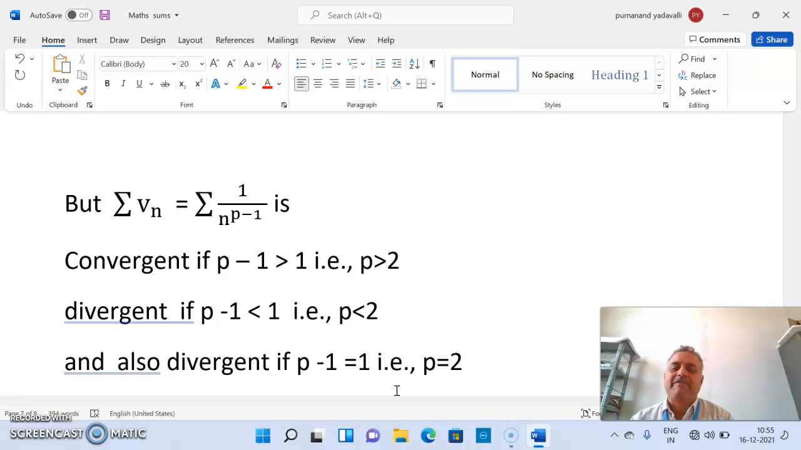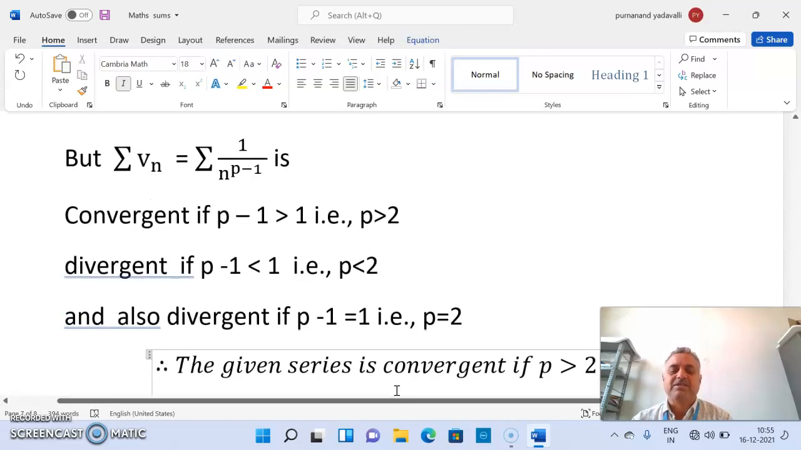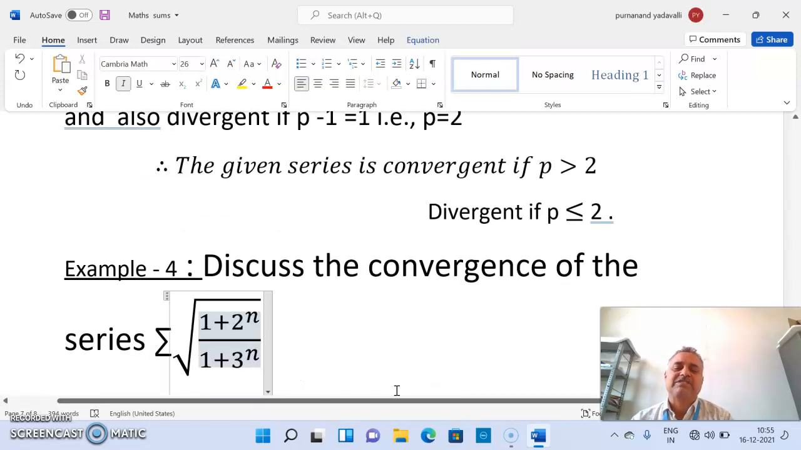So depending upon the value of vn, similarly un also converges if p minus 1 is greater than 1, that means p greater than 2. If p minus 1 is less than or equal to 1, that is p less than or equal to 2, the vn diverges, similarly the un also diverges. The conclusion is the given series converges if p greater than 2, diverges if p less than or equal to 2.